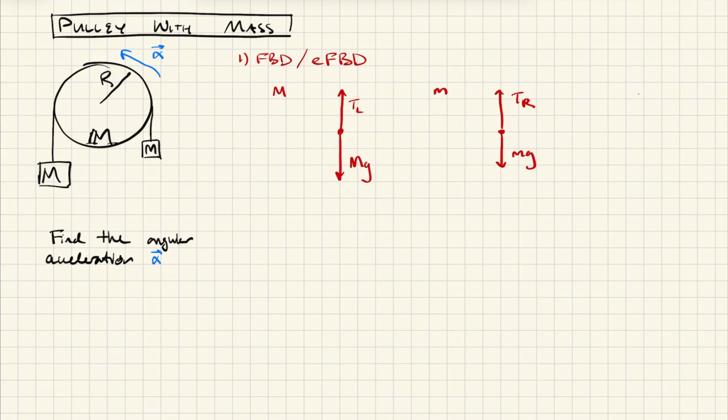Next, we need to make a free body diagram for the pulley itself. The only things causing a torque on the pulley are the two strings on either side. We have our first string, TL, applying a tension force downwards, and on the right-hand side of the pulley, we have our TR applying a tension force downwards this way. Whenever you're drawing an extended free body diagram, remember it's important to label the distances at which these forces act relative to our rotational axis as well.